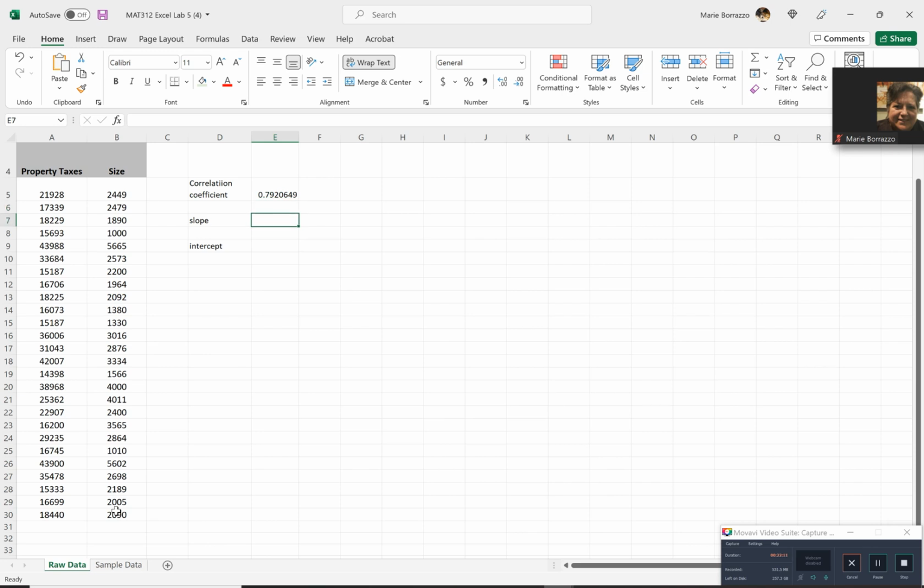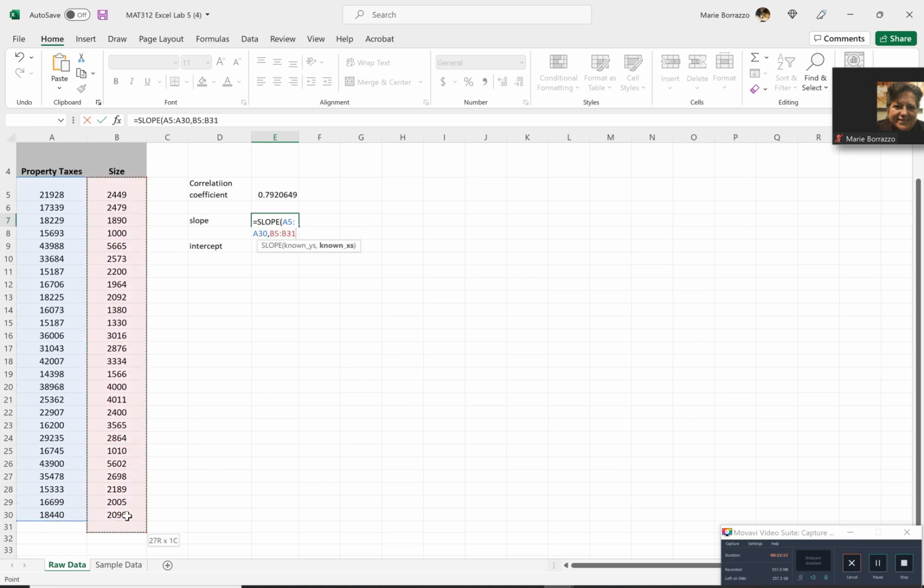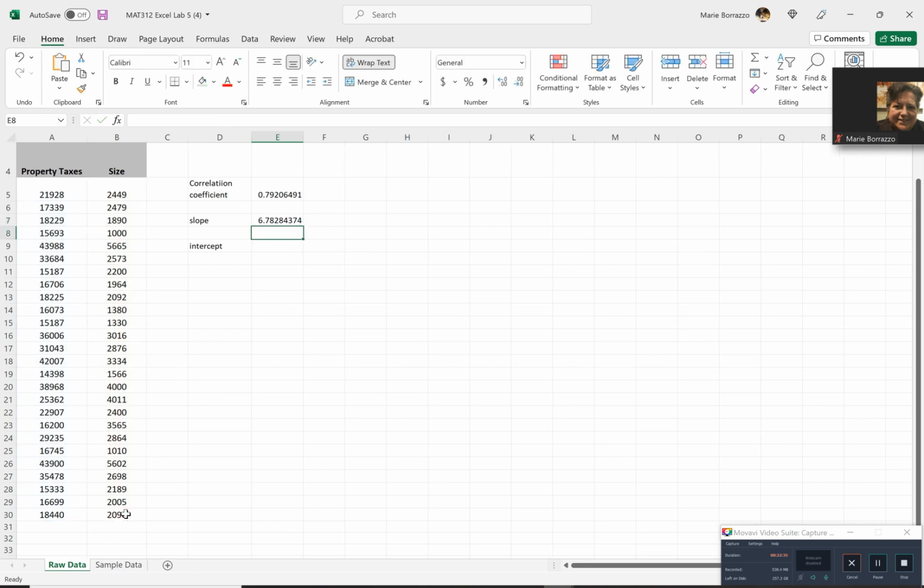I talked to you about how to interpret that. And in that case, remember, we have a positive and strong association. Because it's a positive, I would expect the slope to also be positive. So notice that I double click on slope. I'm going to use the y's, which in our case was property taxes, and the size, which is in our case the known x's, and hit enter. That's our slope. Notice that it's positive.